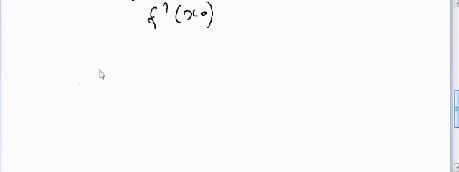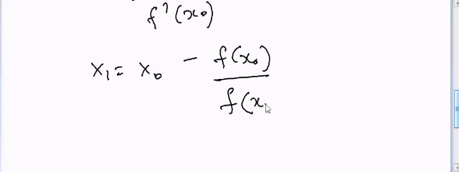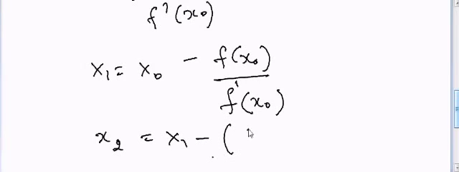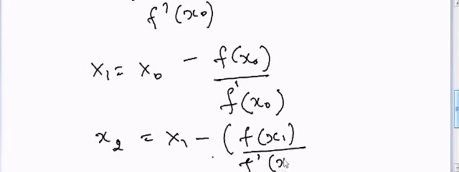So if we keep doing this, we can say that x1 is equal to x0 minus f of x0 divided by f dash of x0, and then we have x2 is equal to x1 minus f of x1 divided by f dash of x1. So we can keep doing this using computational simulations, and we can get to the final answer.